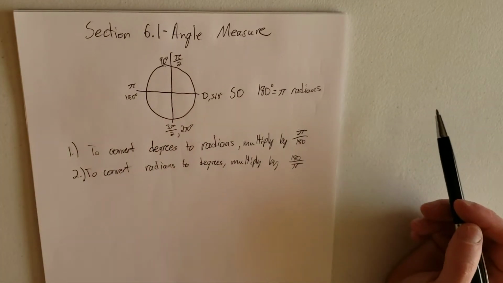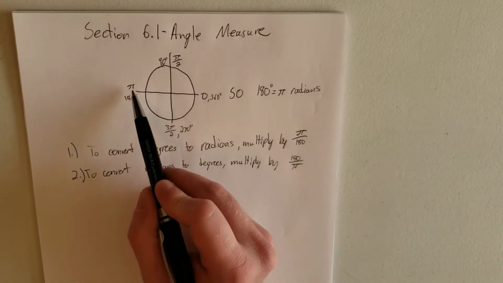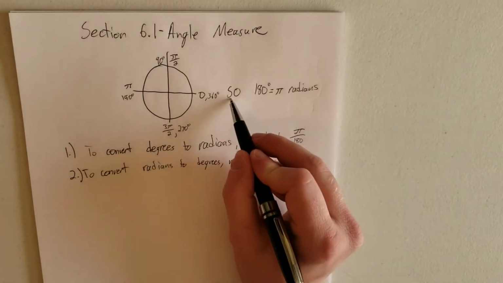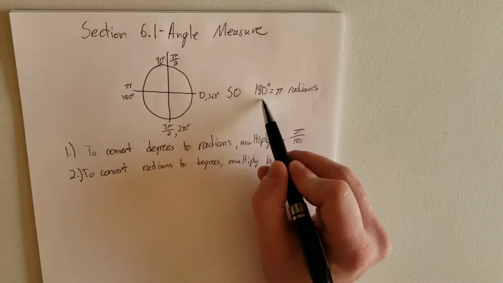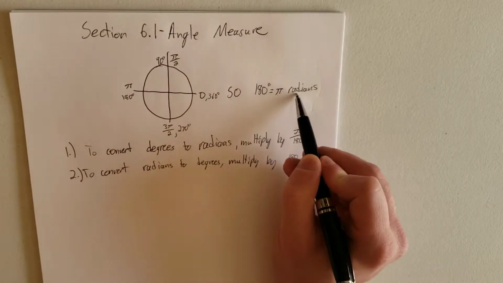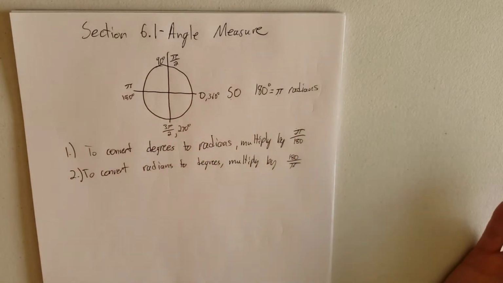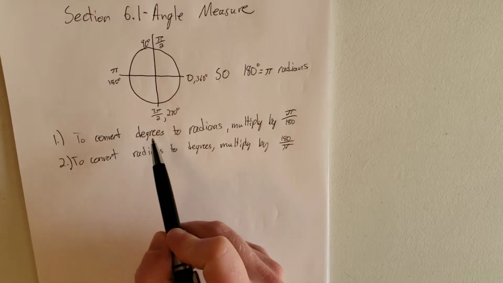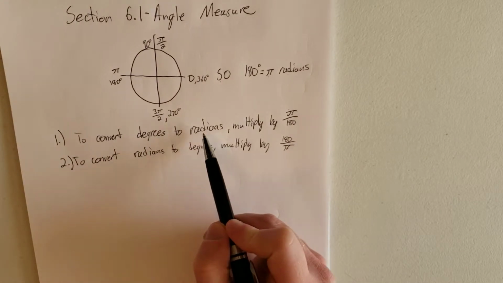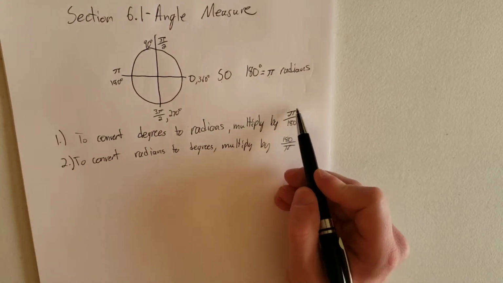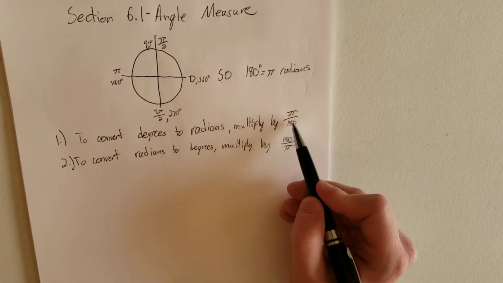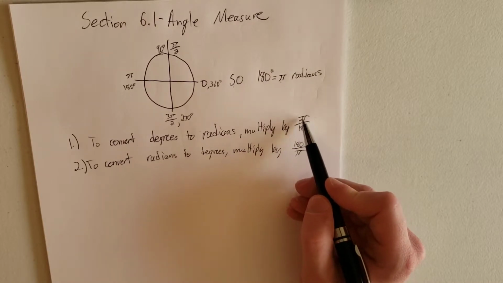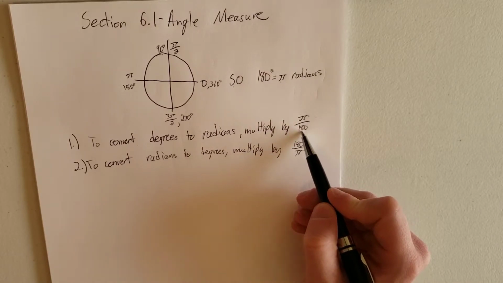But really, what does this tell us? If we look over here on the left, this tells us that pi and 180 degrees are the same thing. So that gives us 180 degrees is equal to pi radians. Those two values are equivalent. So what that tells us is that if we want to convert from degrees to radians, we multiply by essentially 1, because pi radians is equal to 180 degrees. So we multiply by pi over 180.